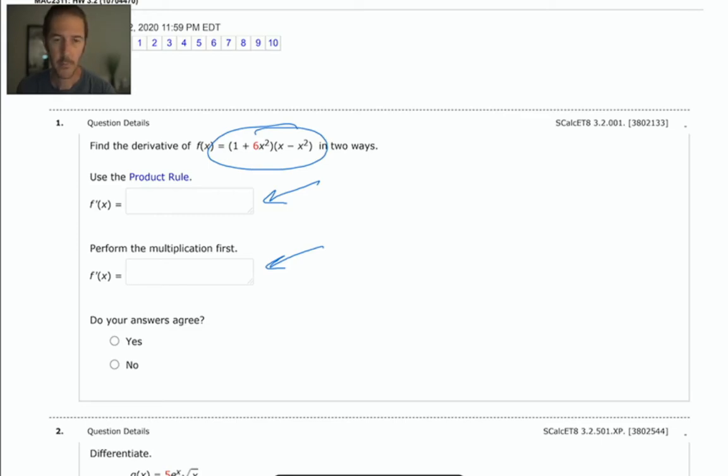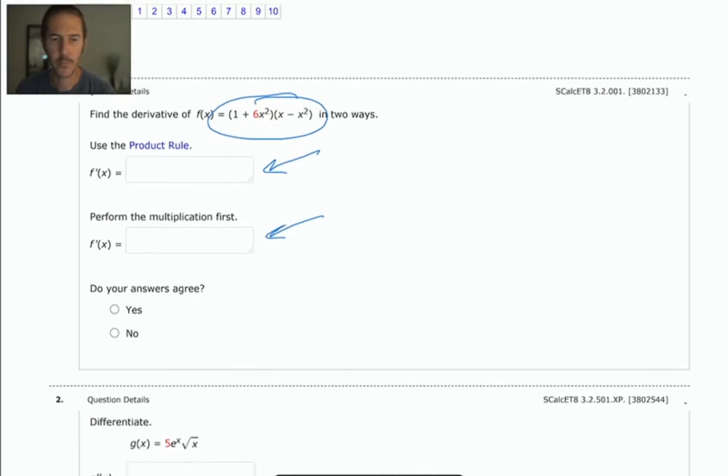It's not the worst idea in the world. It's nice to know that you could FOIL, combine like terms, and then take the derivative in order to check your work. But try to do this using the product rule. See what you get.